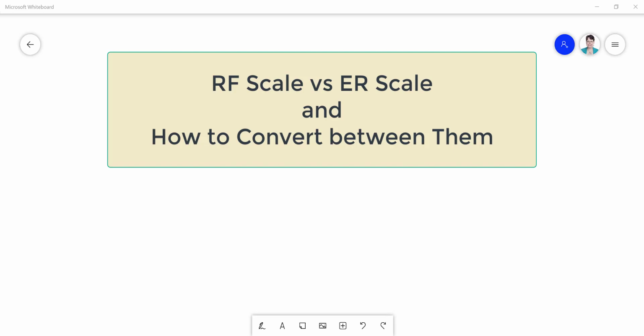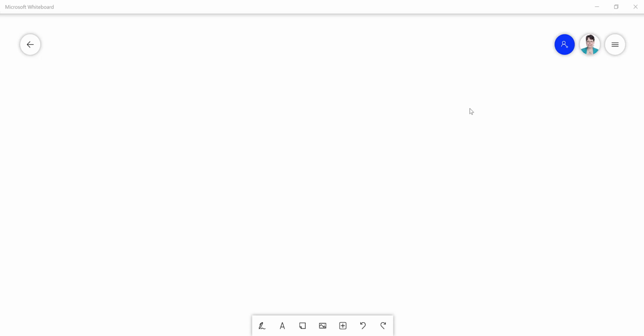Hi, I wanted to give you a little bit of demonstration about the difference between representative fraction scale statements and equivalent relation. We abbreviate those, they're quite long.